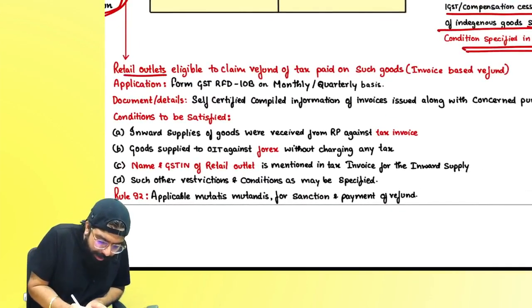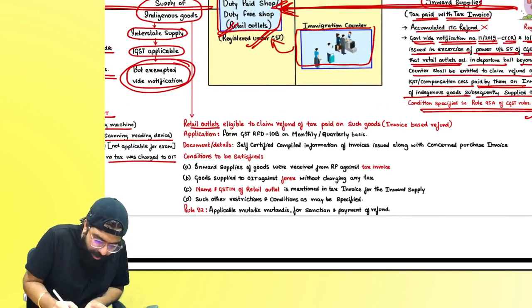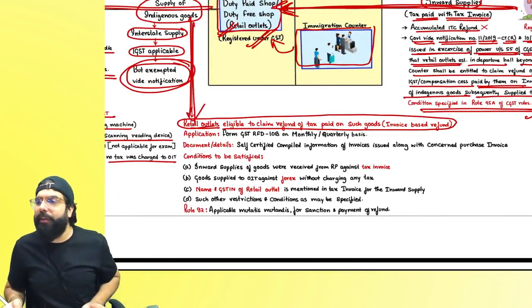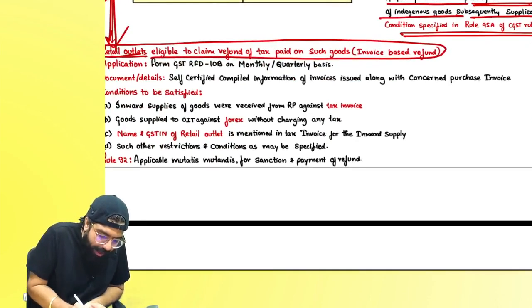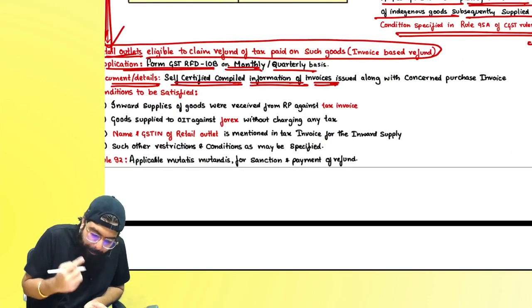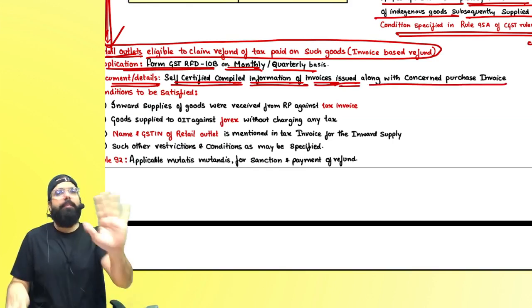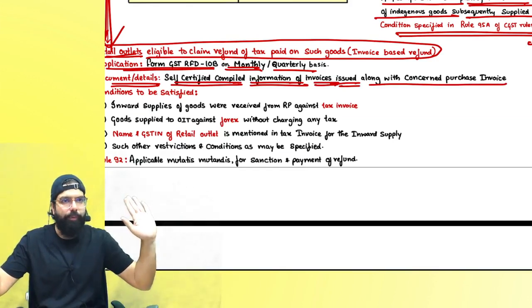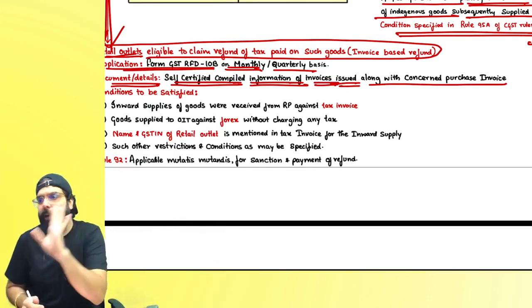Now, which retail outlets? These retail outlets are eligible to claim a refund of the tax paid on such goods. Which goods? Those which they have given to international tourists. They have to file an application in RFD 10B on a monthly or quarterly basis. Document: self-certified compilation of information of invoices issued along with the concerned purchase invoice. Sir, this invoice I gave to the outgoing international tourist, and this is my purchase invoice for this item. Are we clear? This detail you have to compile.